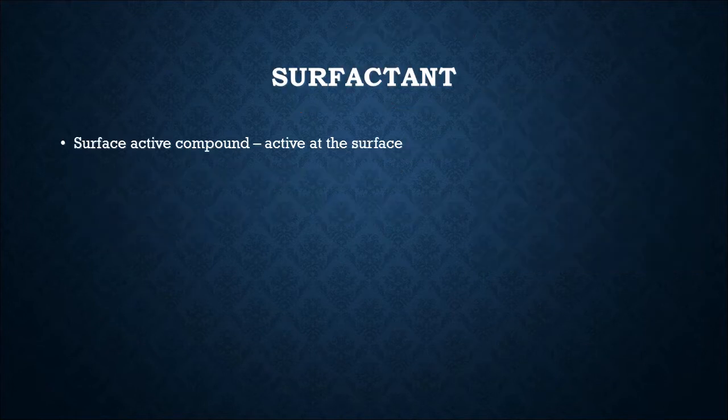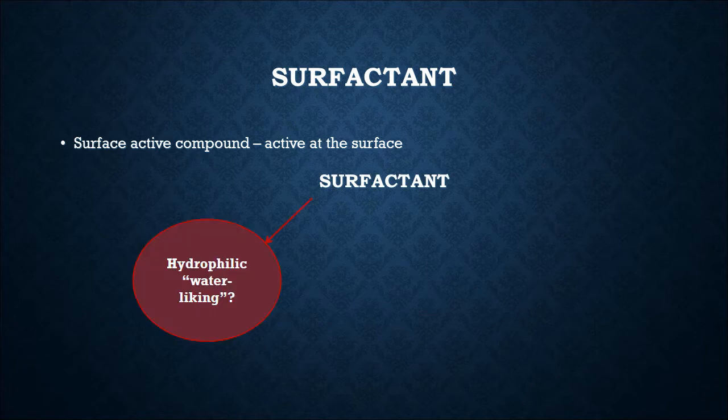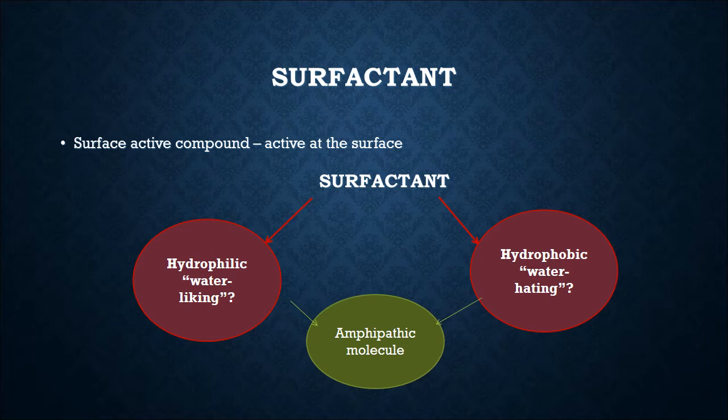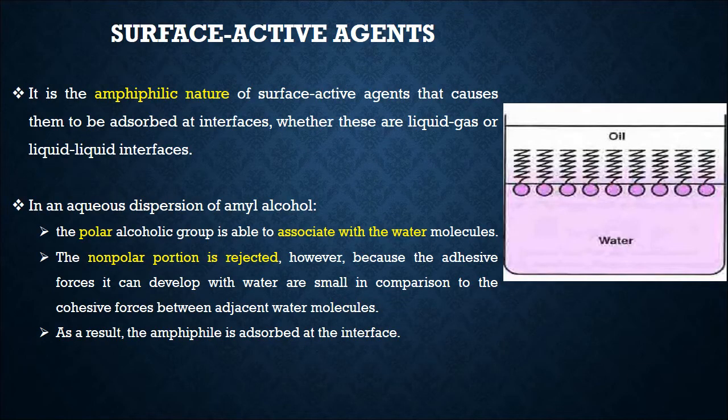So a surfactant is a surface active compound, active only at the surface. It has a hydrophilic group, which is water liking, and a hydrophobic group, which is water hating. The combination of both in one molecule is called an amphipathic molecule. And it is the amphiphilic nature of surface active agents that causes them to be adsorbed at the interface, whether it is a liquid-gas or liquid-liquid interface.